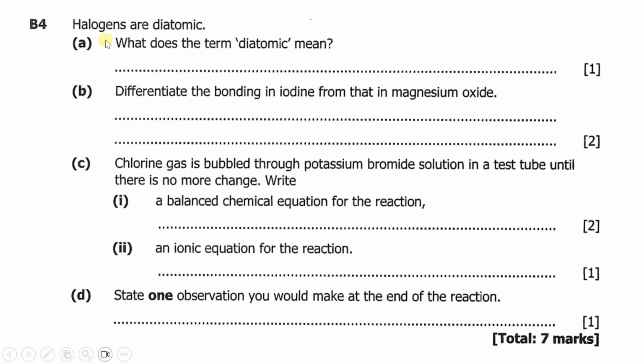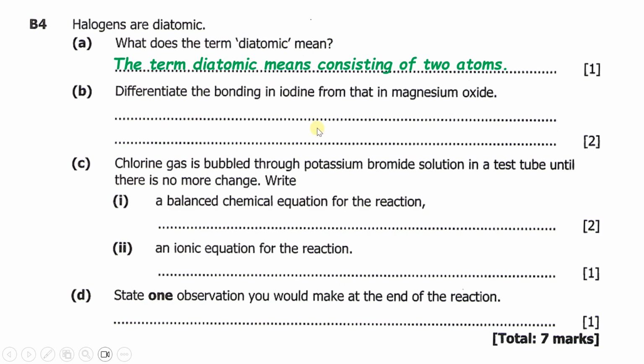Then let's move to B4. It says halogens are diatomic. What does the term diatomic mean? So here we are saying the term diatomic means consisting of 2 atoms. Then B, differentiate the bonding in iodine from that in magnesium oxide. Okay, so magnesium oxide is an ionic compound, while iodine forms a diatomic molecule consisting of a covalent bond.